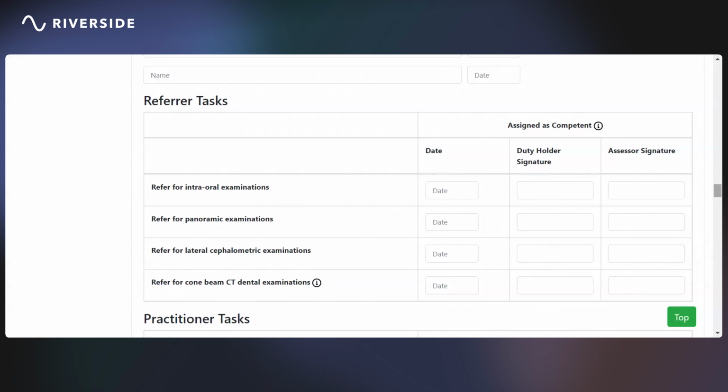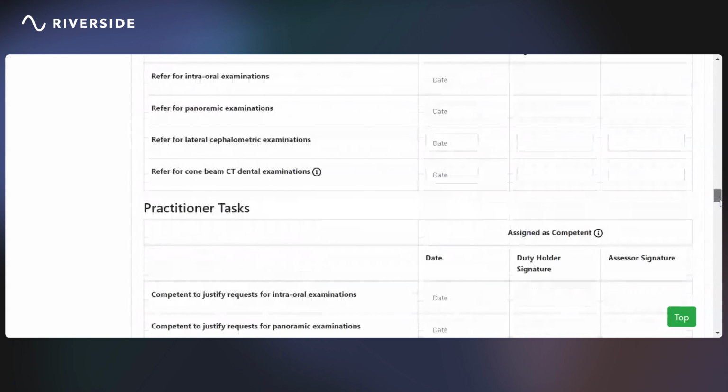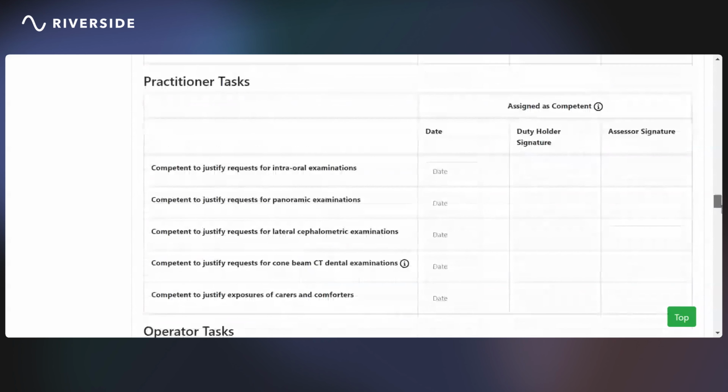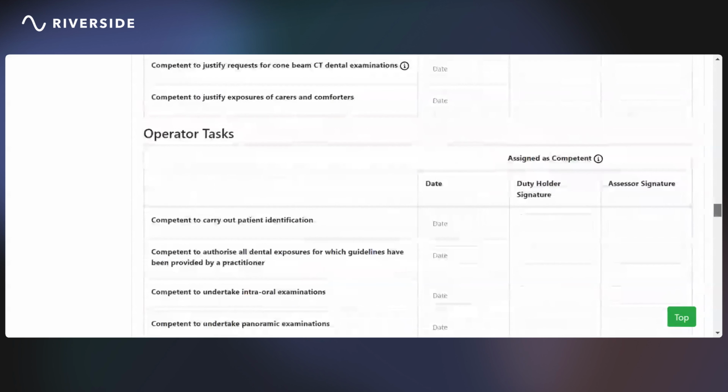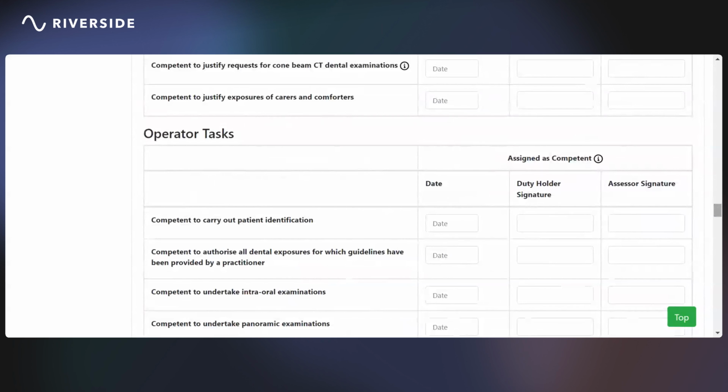So on the file we can see we have referrer tasks, and below that we have practitioner tasks. In addition, we have operator tasks. The operator's role is to undertake any of the practical aspects of getting the right patient in the chair to be exposed to X-rays, through to the clinical evaluation of the radiographic image, and also any quality assurance test exposures.